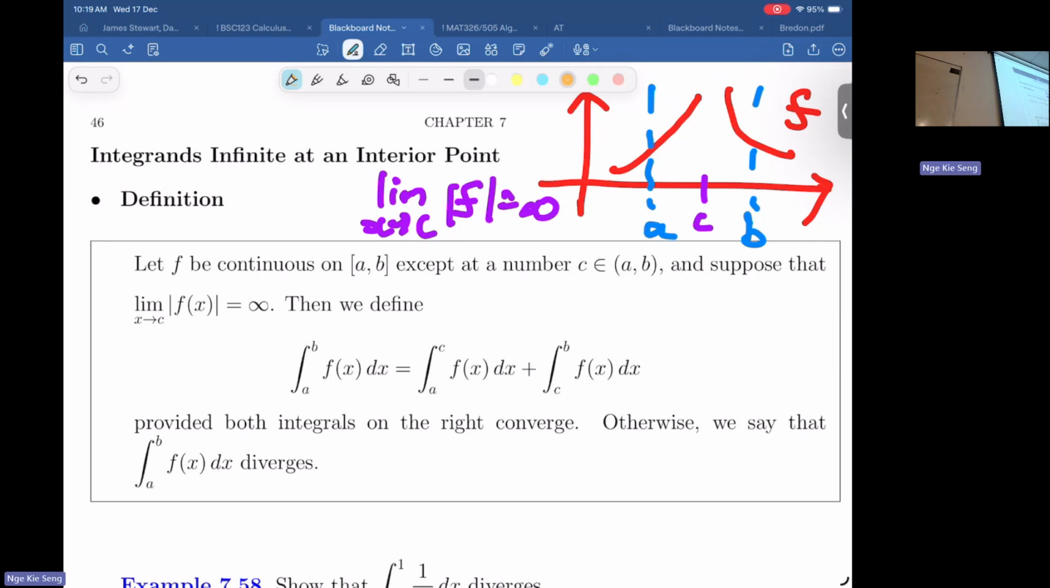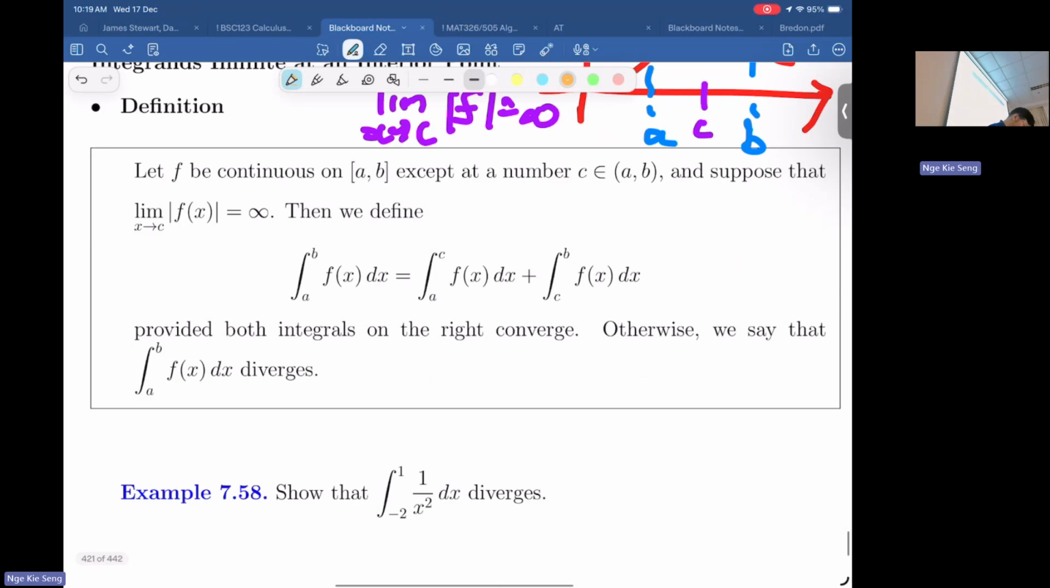There's one thing you observe here: the endpoint of the integral doesn't really matter if the function is not continuous there. Endpoint doesn't really matter. Everything in between A and C does matter. Everything in between A and C, but the endpoint doesn't really matter. All right.